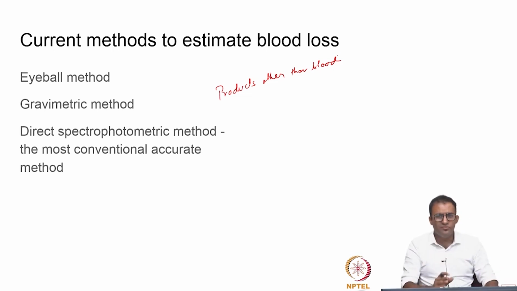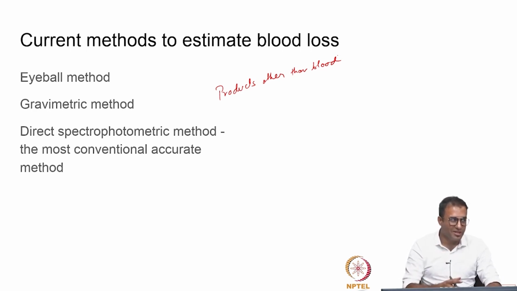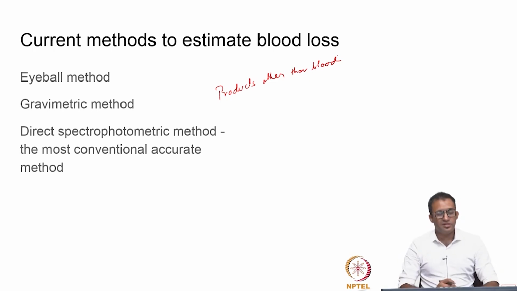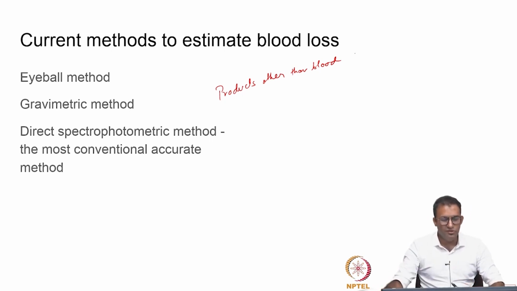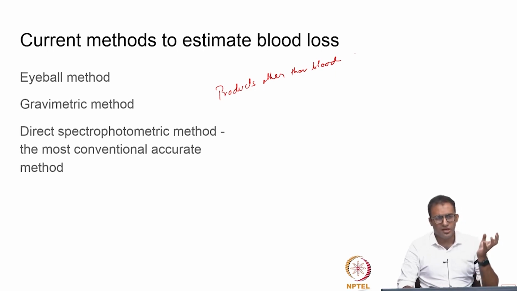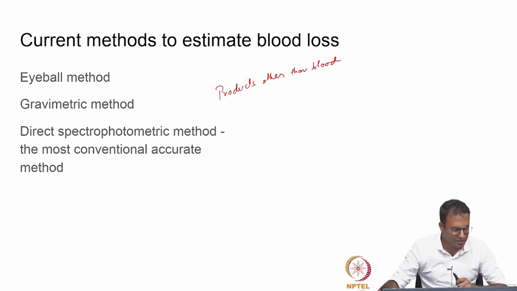So the major problem with the gravimetric method, which in many developed parts of the world they use, is that the gravimetric method itself is inaccurate. The most accurate among the conventional methods is the direct spectroscopic method. As we go through it, I will be explaining the direct spectroscopic method also, but it is through visual analysis using spectrophotometry, where we analyze the blood products and tell us the hemoglobin content of this.